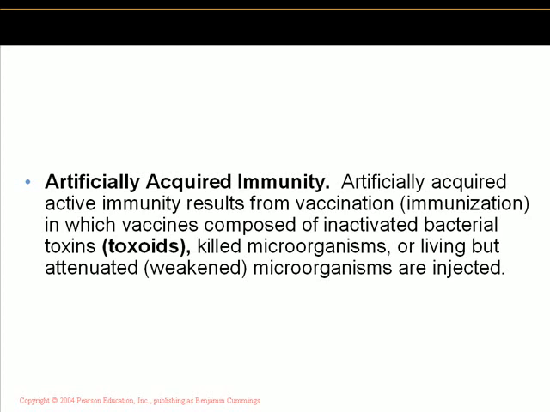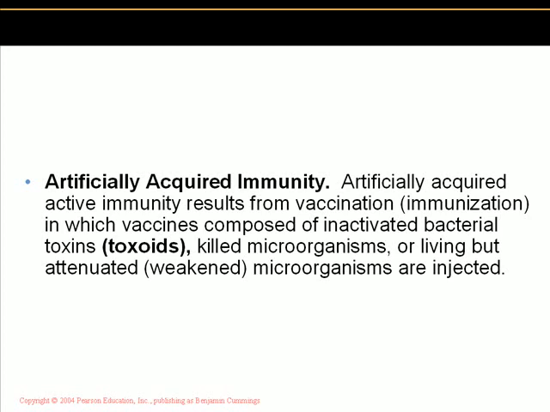Artificially acquired immunity. Acquired active immunity results from a vaccination. Now, you should know this. Given a vaccination, you have developed artificially acquired immunity. Makes sense. The synthetically produced vaccine is artificial, and thus it will help you to develop antibodies.